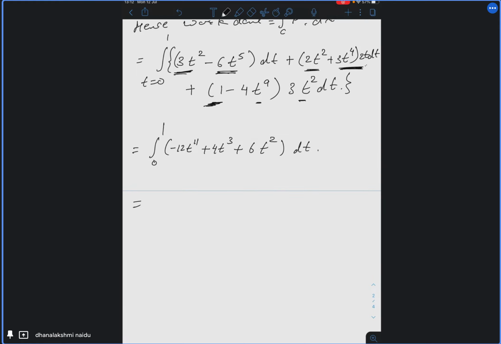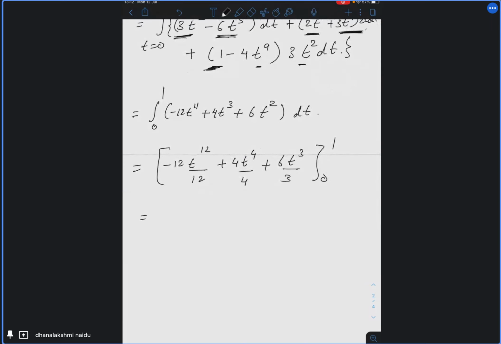Now just integrate and you will get the answer. This is minus 12 t to the power 12 by 12 plus 4 t to the power 4 by 4 plus 6 t cube by 3, with limits 0 to 1. On solving it, you get the answer 2. So this is the answer.